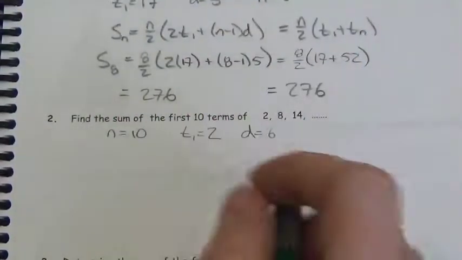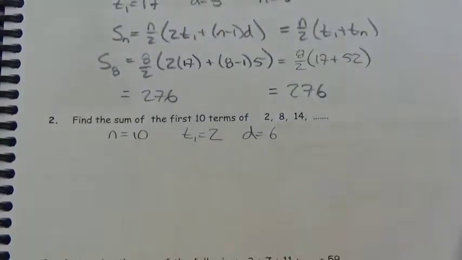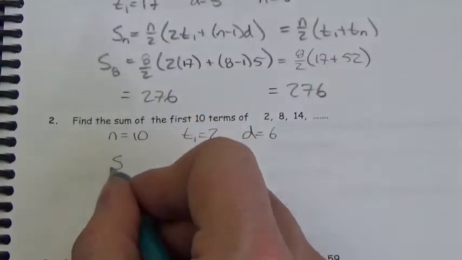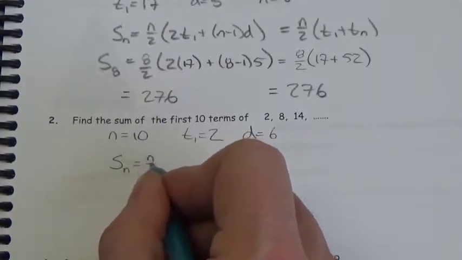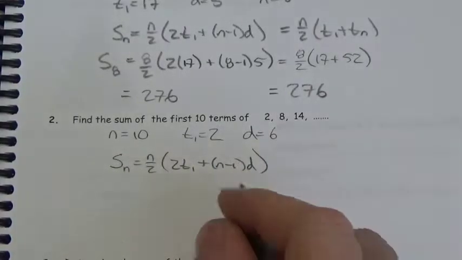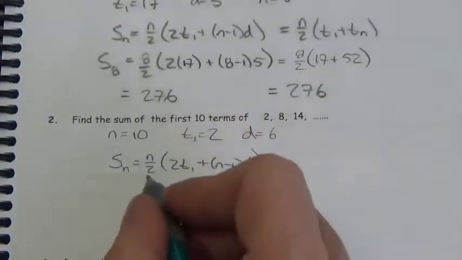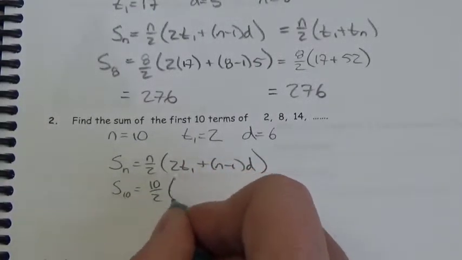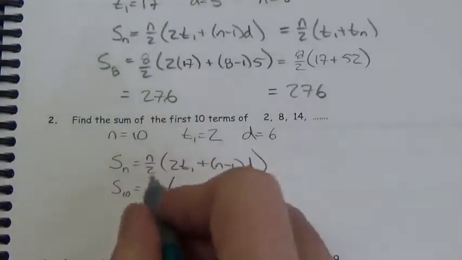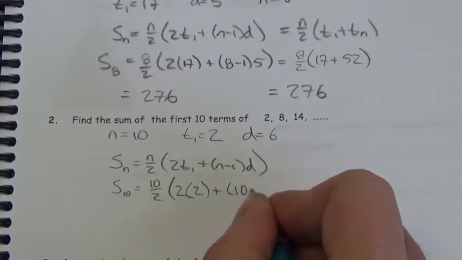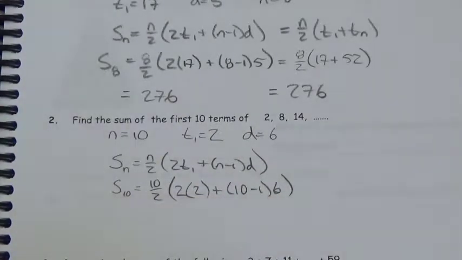Now, I don't know what the last term is. I could very easily figure out the last term, because I know my general formula for the arithmetic sequence. That's fine, but I don't need it, because I can use the sum of n terms as n over 2 times 2 times t1 plus n minus 1 times d. This formula works without knowing what the 10th term is. So the sum of the first 10 terms will be 10 divided by 2. As soon as I replace that n with a 10, all the n's get replaced by 10. My t1 is 2. This will be 10 minus 1, and I know that my d is 6.